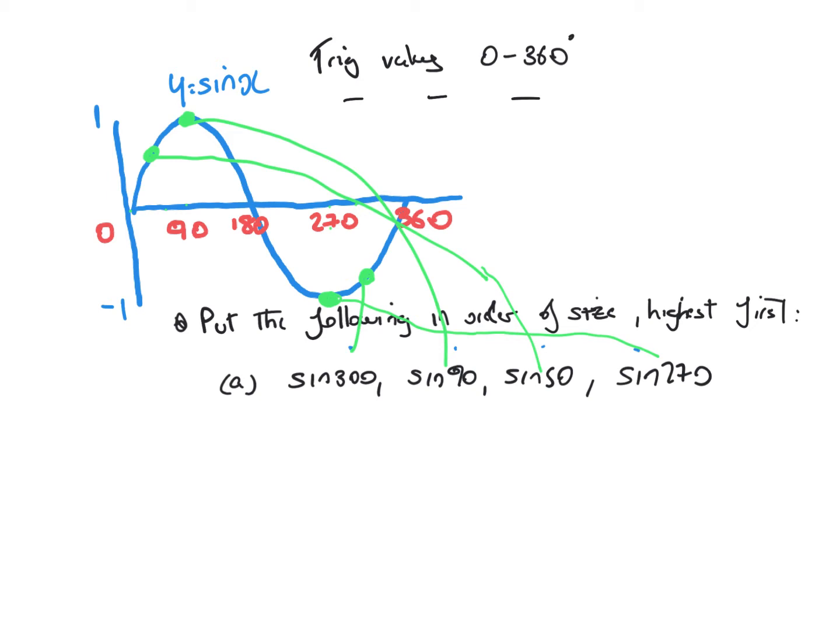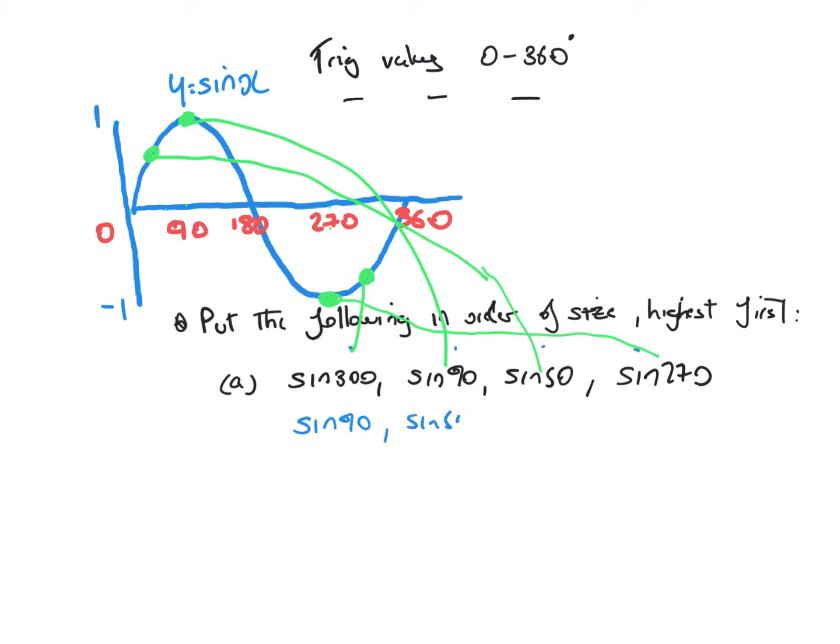The highest up one goes first. Well, we can see that the highest one up is up here, that's the highest dot, and that's sine 90. So we're going to reorder these in. So the highest one is sine 90. What's the next highest one? Oh, the next highest one after that is there. And what's that? That's sine 50. Okay, so that's the next highest one.